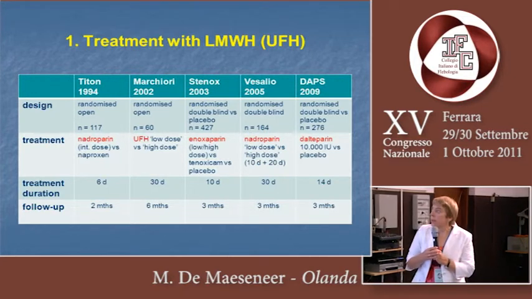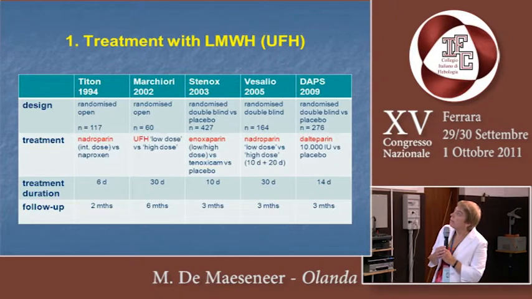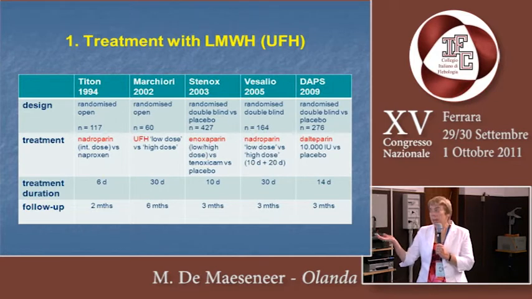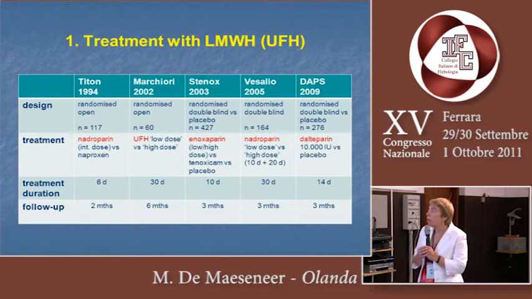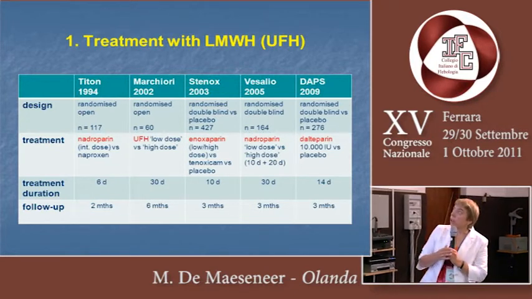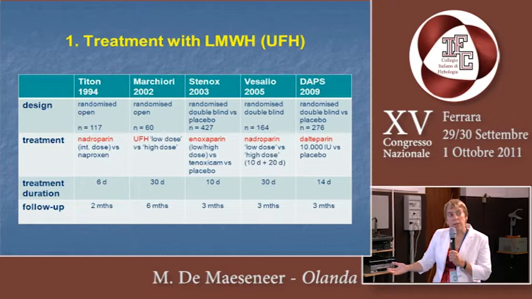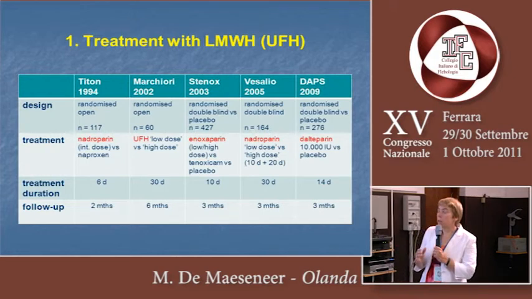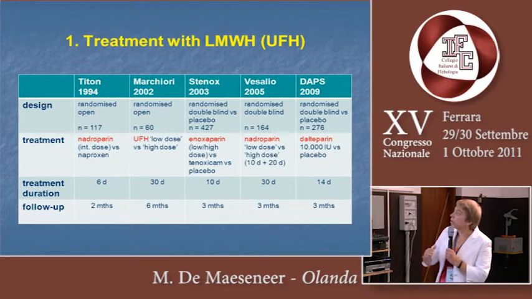The Stenox study showed that initially there was a kind of improvement as to extension of the thrombus, but the outcome after 3 months as to venous thromboembolism, symptomatic and asymptomatic, showed no difference. Then there was the Vesalio study in 2005, comparing a low dose of nadroparin with a high dose, 10 days of therapeutic and then 20 days of half therapeutic dosage. It didn't make too much of a difference as to the outcome, but they saw that the thrombotic events were earlier in the group that had a low dose of nadroparin compared to the high dose.